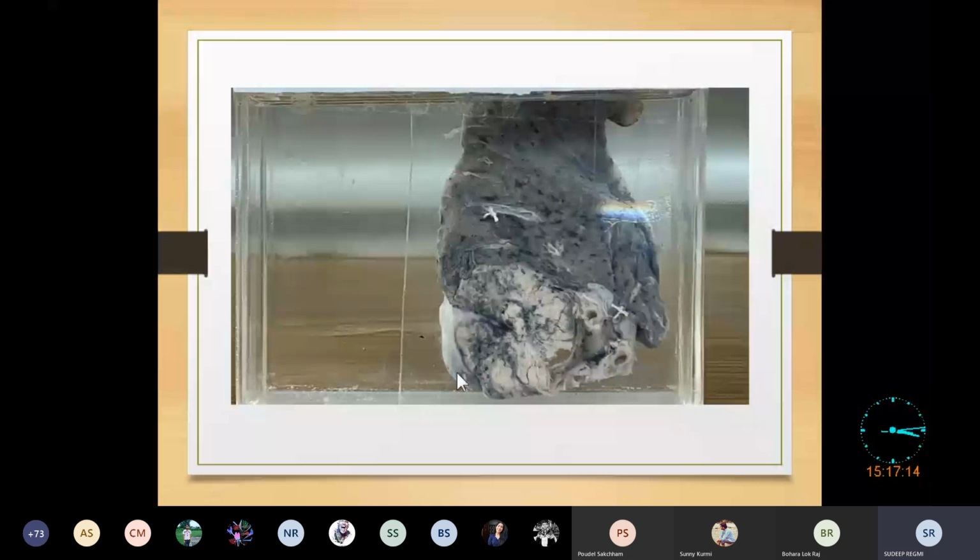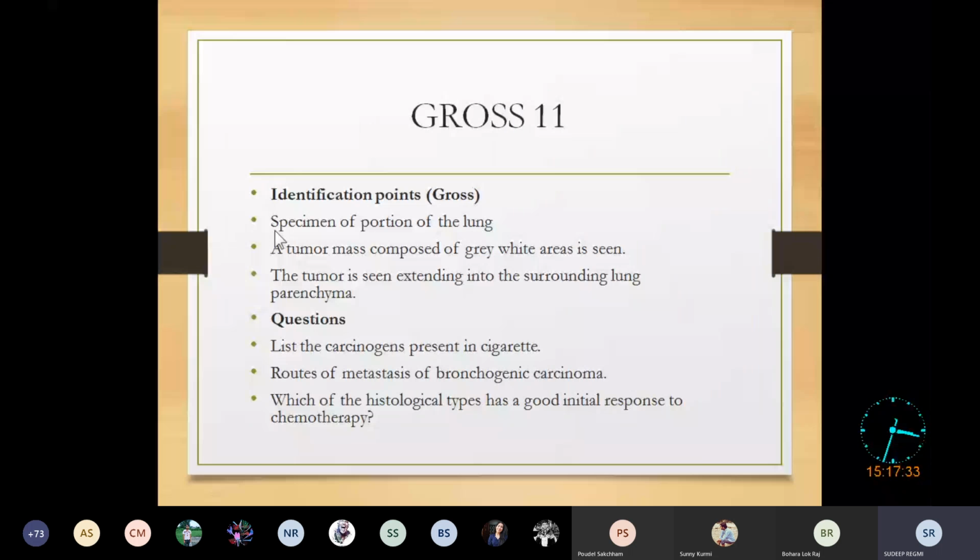Okay, here the same thing. There is a mass. This is a normal lung parenchyma. This is lung parenchyma with smaller bronchi. Okay, these are the larger ones. And you can see an irregular mass. So this is a specimen of a portion of the lung. A tumor composed of gray-white area is seen, and the tumor is seen extending into the surrounding lung parenchyma. So this is what you have to write exactly. And these are the questions.